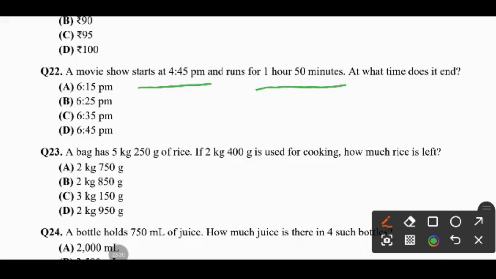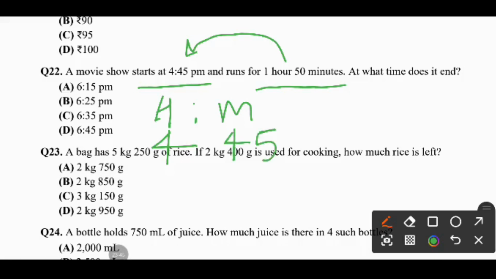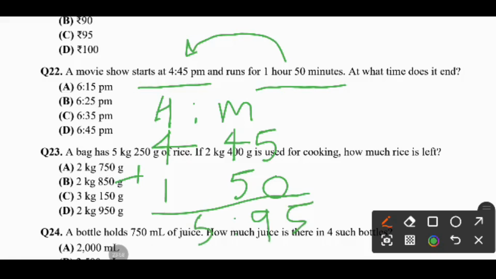We will add this 1 hour to this. You know how it is done? This is hour and this is minutes. In hours we have 4 and in minutes we have 45. And it says 1 hour 50 minutes, so we write it this way and add. Does this make sense?